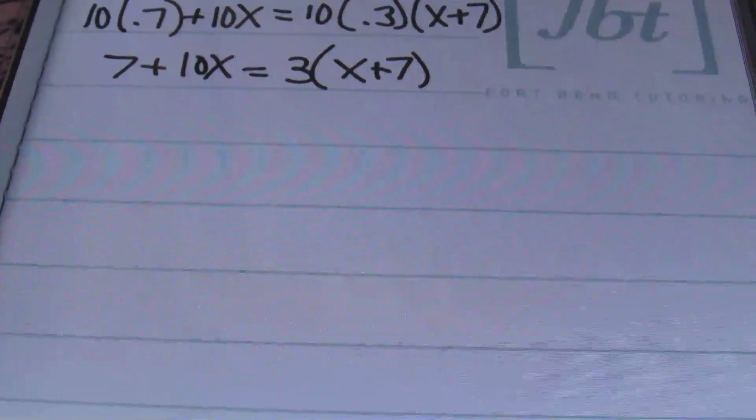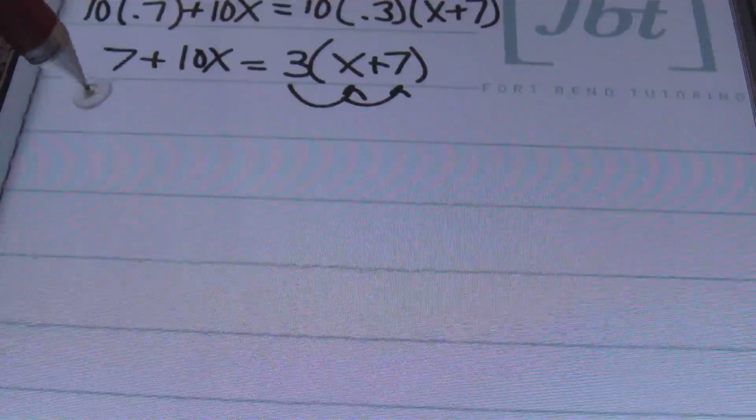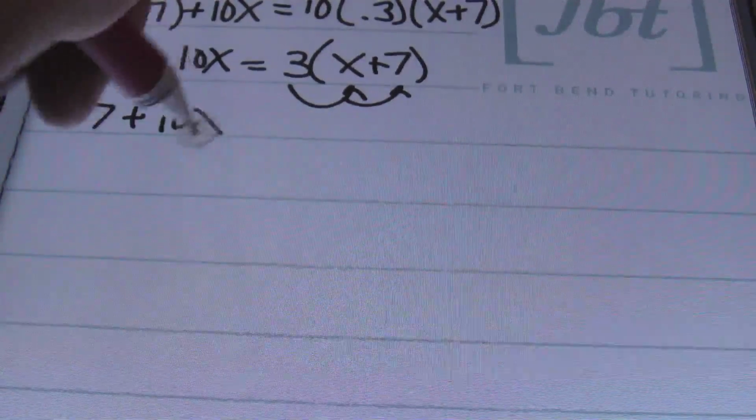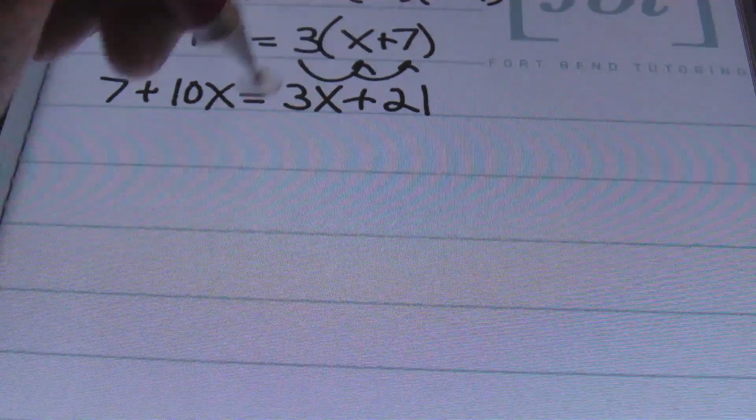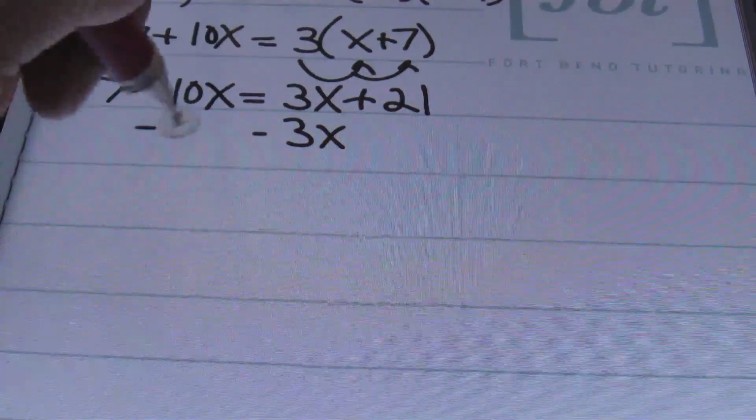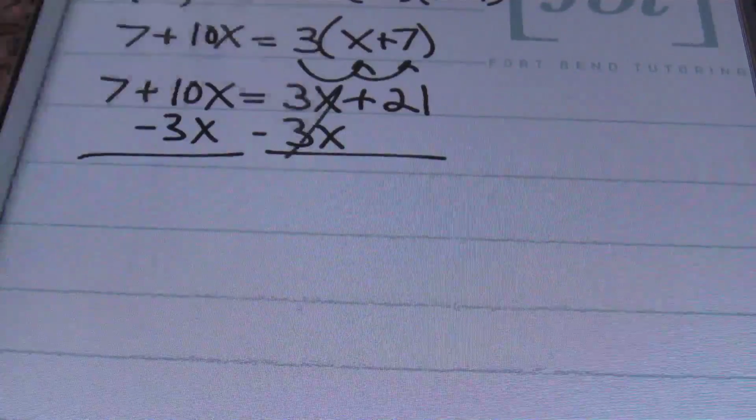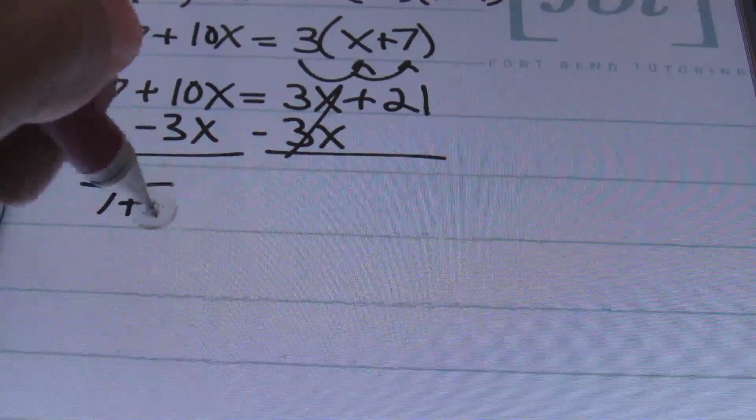From there, I get to do my favorite properties. So I'm going to get my arrows popping. I bring down my 7 plus 10x, which equals 3x plus 21, ladies and gentlemen. And then solving for x, I'll be subtracting 3x from both sides of the equal sign. All right, I'll bring down 7 plus 7x, which equals 21.